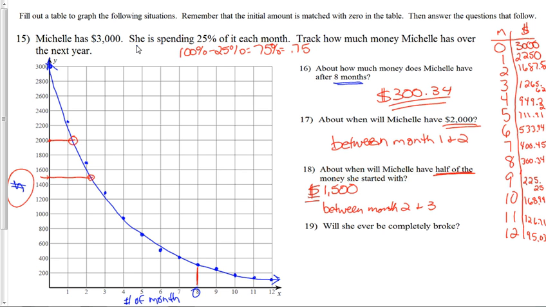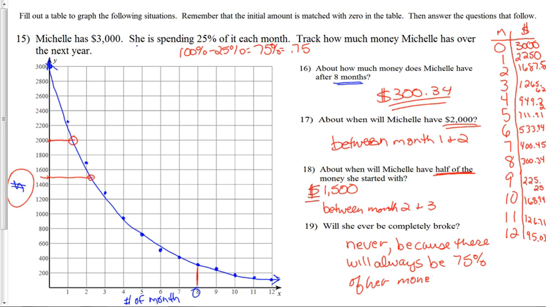And then when will she be completely broke? It's kind of a trick question because you are only taking away a quarter of what she has each month. So the answer is never. And the reason is because there will always be 75% of her money left. Okay, there you have it.